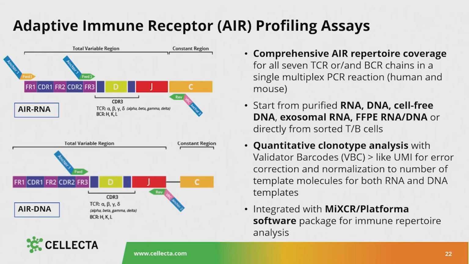Quantitative analysis is facilitated using a validator barcode. It's a concept similar to UMI, which allows you to do error correction and normalization of all read numbers to the number of molecules used in the reaction. Data analysis is done in MiXCR and/or the platform, a new version of this software, which is the most popular platform available right now for clonotype identification.